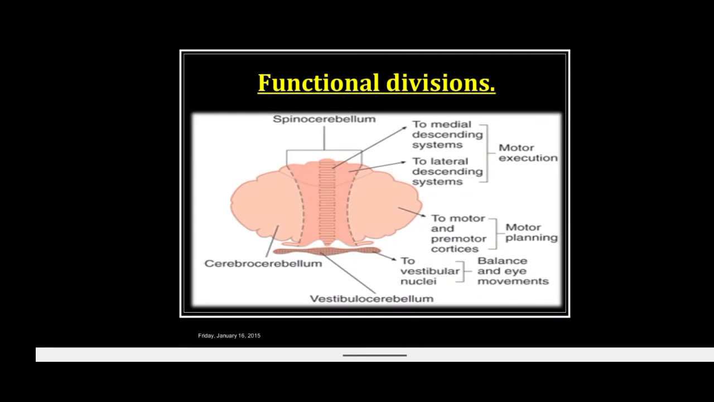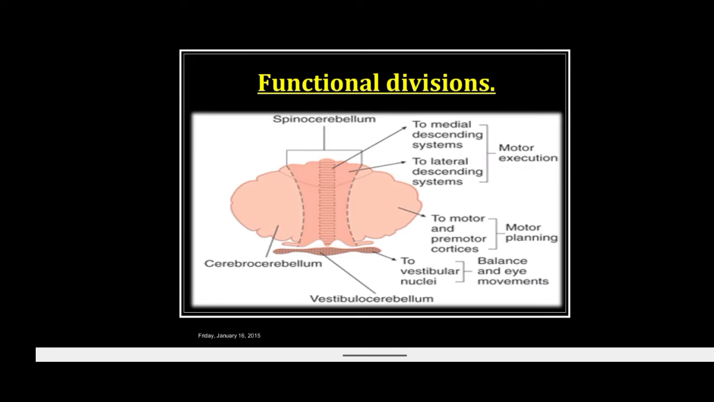This diagram shows the functional division of cerebellum divided into spinocerebellum, cerebrocerebellum and vestibulocerebellum. So functionally cerebellum, first comes spinocerebellum.